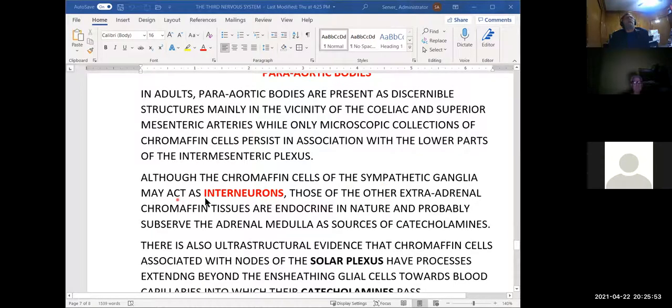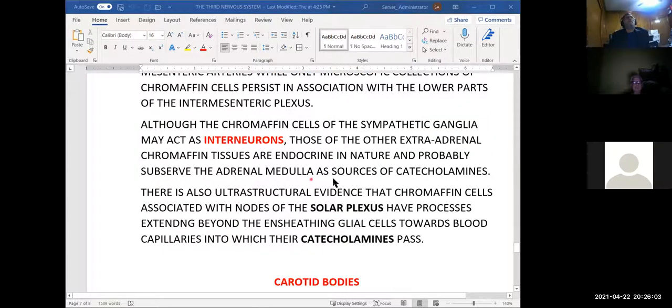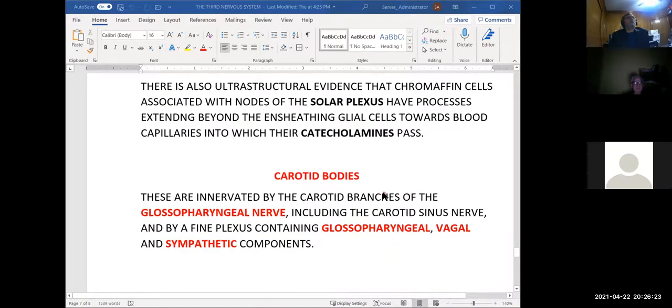Although the chromaffin cells of the sympathetic ganglia may act as interneurons, those of the other extra-adrenal chromaffin cells are endocrine in nature and probably subserve the adrenal medulla as sources of catecholamines. There's also ultrastructural evidence that chromaffin cells associated with nodes of the solar plexus have processes extending beyond the ensheathing glial cells toward blood capillaries into which their catecholamines pass. Okay, the carotid bodies are innervated by carotid branches of the glossopharyngeal nerve, so right up by the tongue, including the carotid sinus nerve, and by a fine plexus containing the glossopharyngeal, vagal, and sympathetic components.